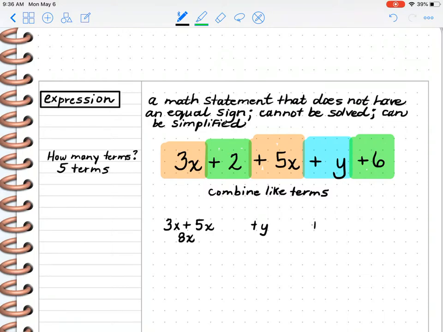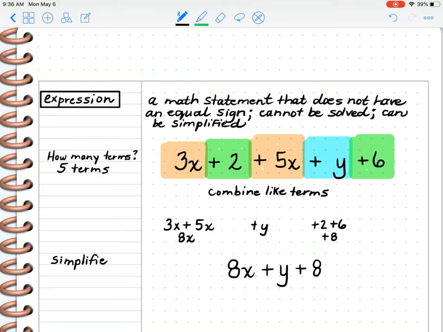Okay, then I have the plus 2 and the plus 6. So that's a positive 2 plus a positive 6. That's a positive 8. And here's the simplified version. 8x plus y plus 8. So we would say that this is simplified.